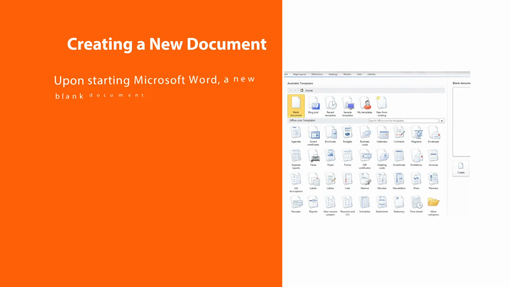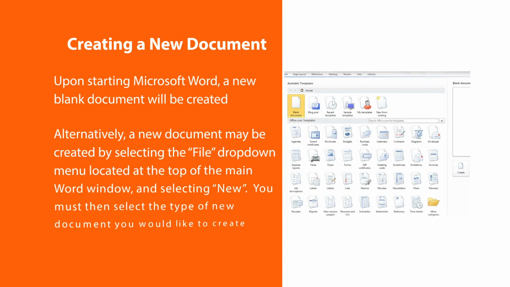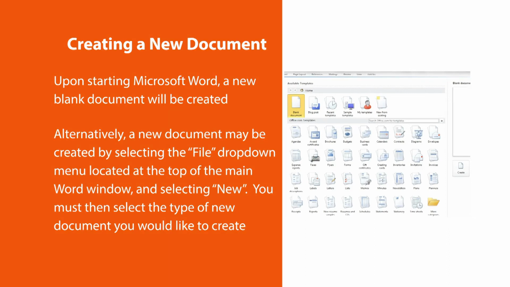So when you are going to start Microsoft Word, a new blank document will be created, and from there you can create a document and then rename it. Alternatively, a new document may be created by selecting the file drop down menu located at the top of the main Word window and selecting new. You must then select the type of new document you would like to create, and don't forget to save and rename your document from the default name after creating it. Alternatively, the keyboard shortcut Ctrl+N may be used.